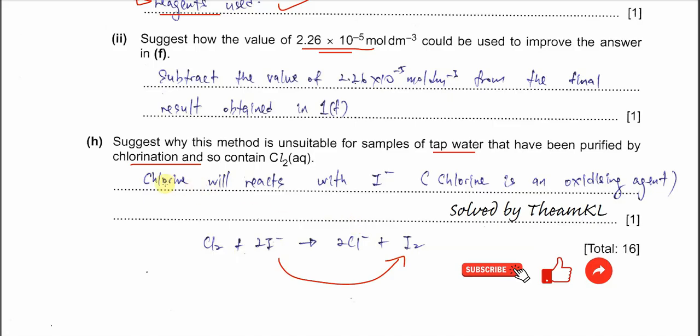So therefore, this is the answer. Chlorine will react with iodide, or you can say chlorine will oxidize the iodides to iodine, right? So that's why it's not really suitable to use this method for tap water, right? Because in tap water, the chlorine itself will react with the reagent, not the oxygen. So it will affect the results. Okay, that's all. Thank you.